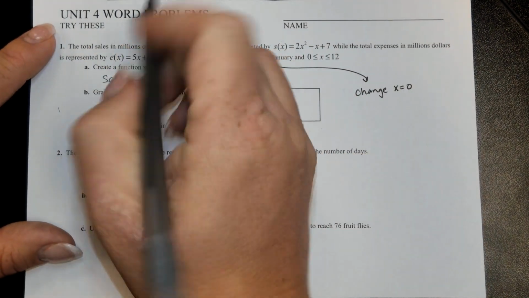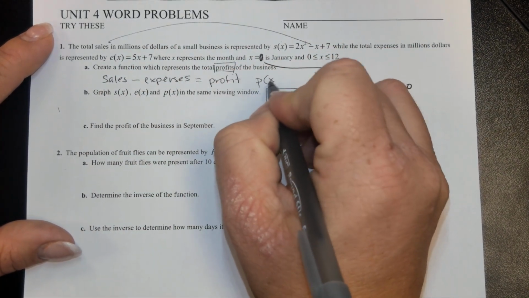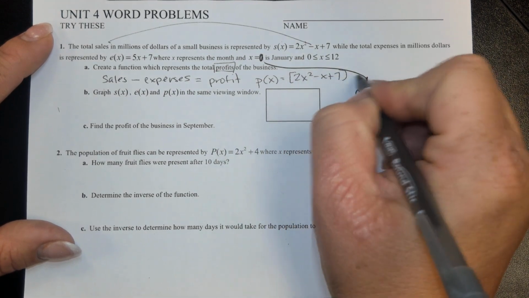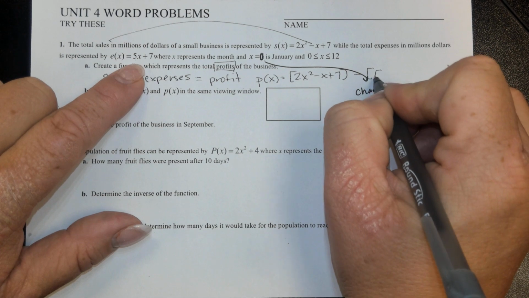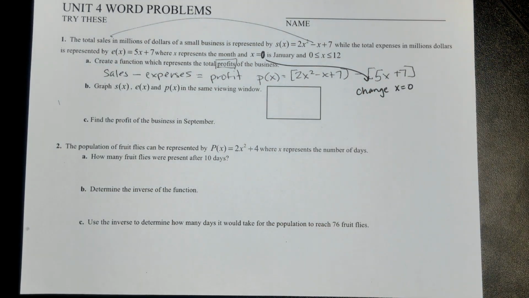This represents our sales. So we're going to go, okay, so our profit, which we're going to represent as P of X, is going to be the first equation, subtract the second equation. And I'm not even going to combine like terms. I'm going to be lazy.